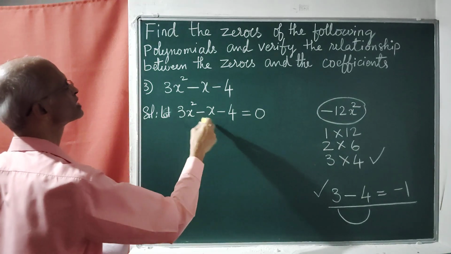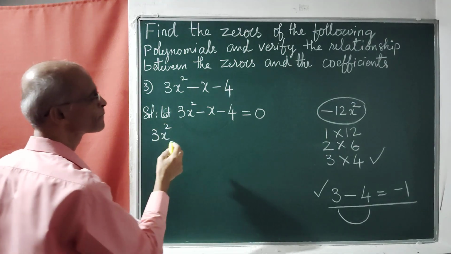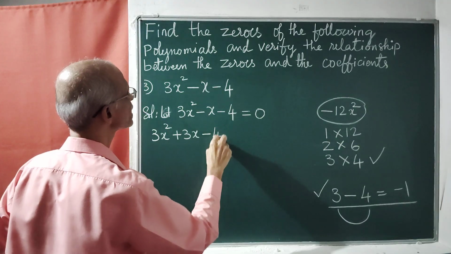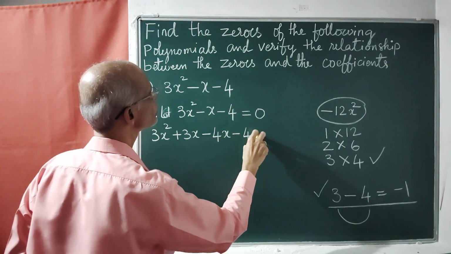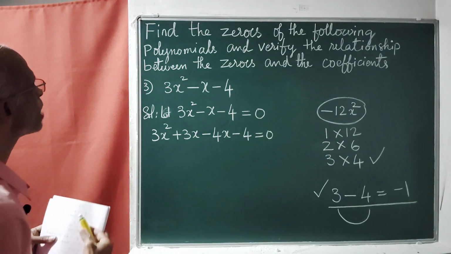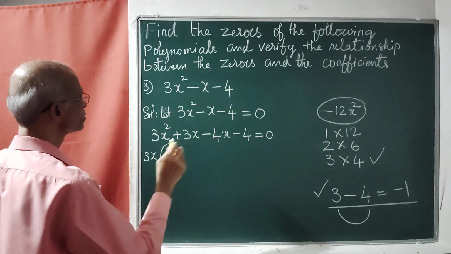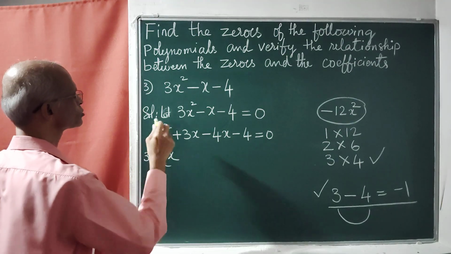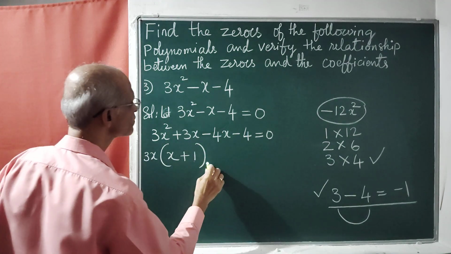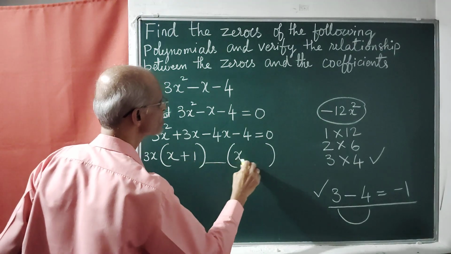Now I have to split this term into two parts. So 3x square plus 3x minus 4x minus 4 equal to 0. Among these two terms, 3x is the common factor. So 3x into x, 3x square. 3x into 1 is 3x. Leave a gap here and write the whole thing once again within the brackets: x plus 1.